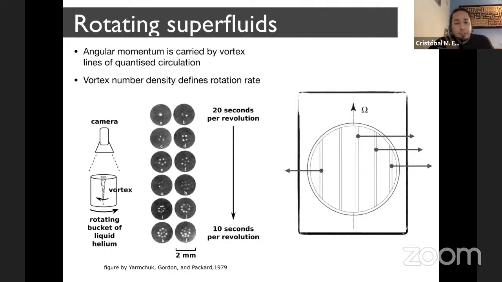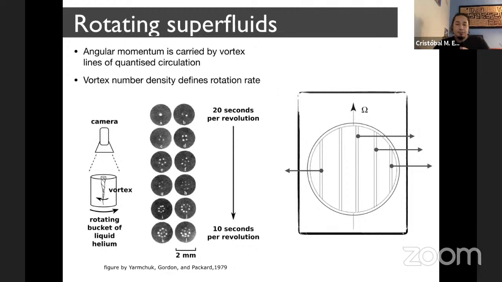How does this happen? Well, it turns out that if you make a superfluid rotate, part of the angular momentum is stored in vortices. So in this very old experiment, they were able to photograph some vortices that generate as the containment of this superfluid rotates. But in the neutron star, people expect something similar. On the right hand, you have a sketch of the neutron star, and these vertical lines are superfluid vortices that form when the star rotates.